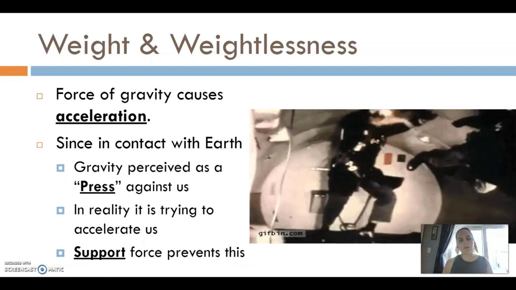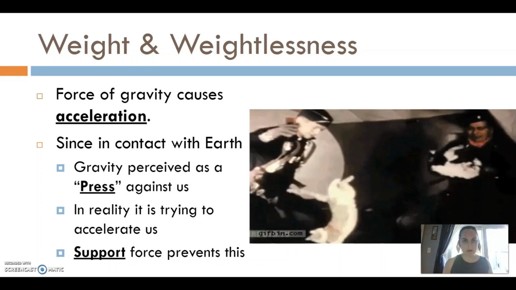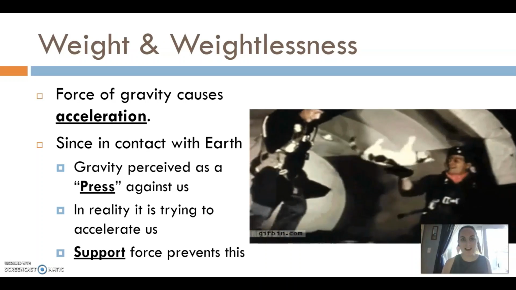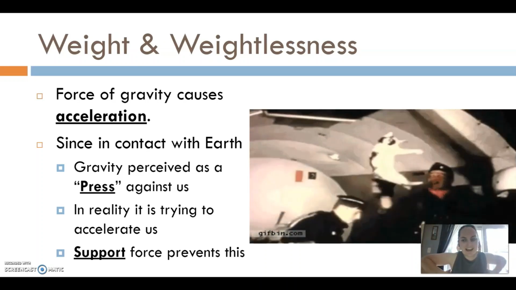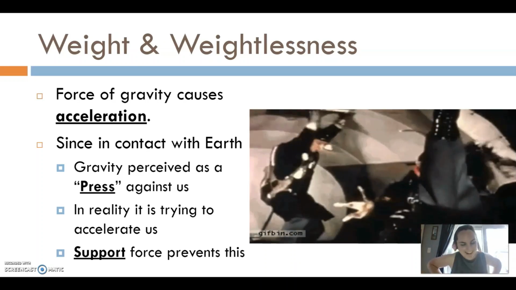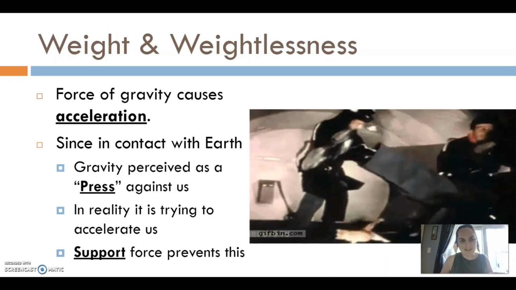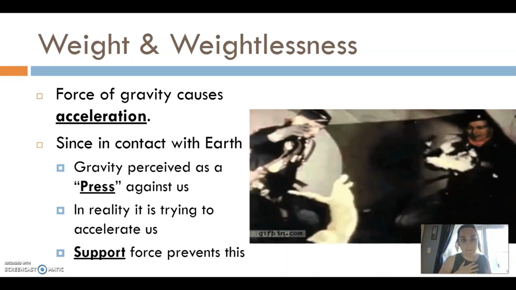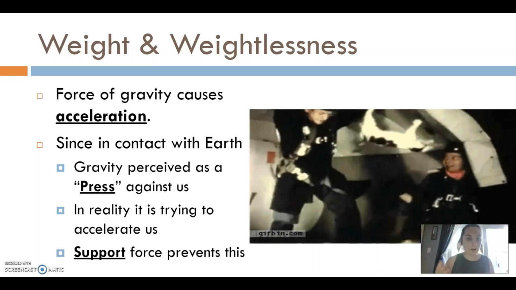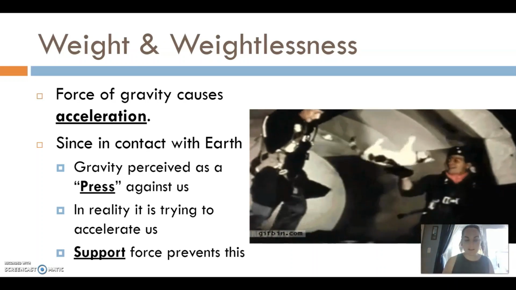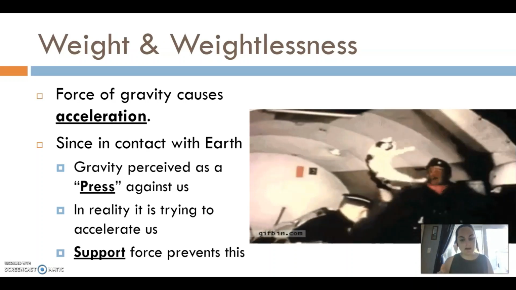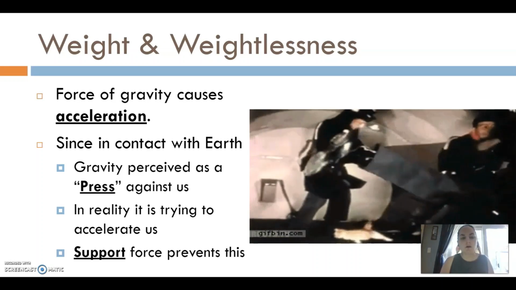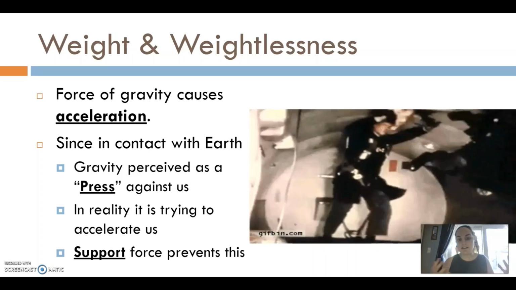All right, so now let's talk about weight and weightlessness. The force of gravity causes acceleration. And so again, think back to Newton's second law. I guess you guys really didn't guess that this would be so important, right? But honestly, the force of gravity is going to cause this acceleration. So again, we are a mass. The force of gravity, again, depends on the masses. It depends on d, and it depends on G, basically like the strength of gravity. And so the force of gravity causes this acceleration.